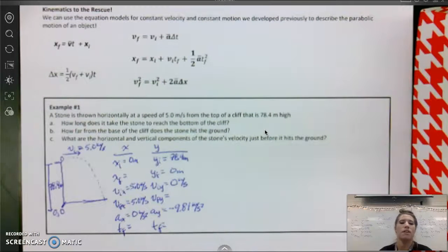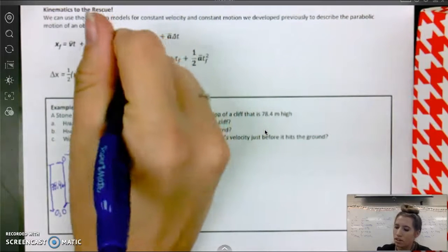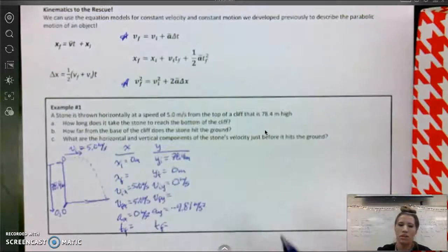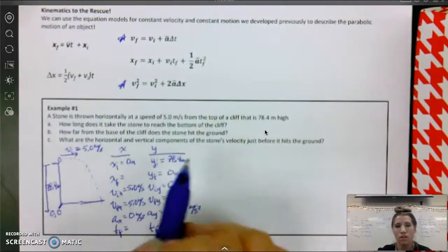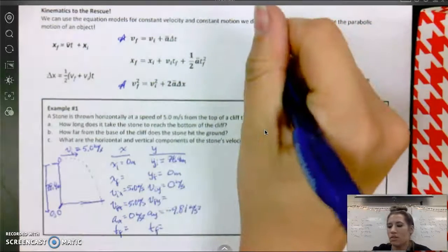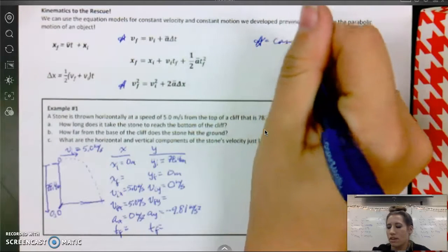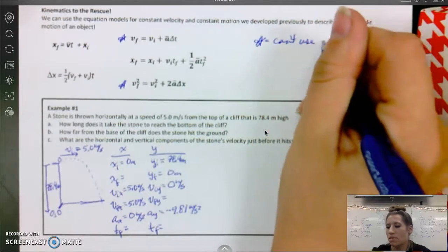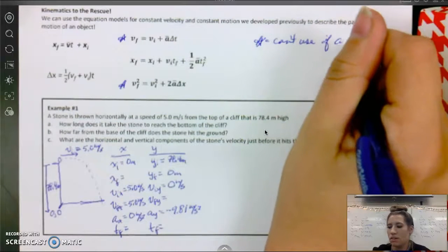Okay. So part A, we want to know how long does it take for the stone to reach the bottom of the cliff. Okay. We want to know the time final. Now, something that you should keep in mind, we have two equations here. It's this one and this one. So for those two, they do not work if the acceleration is equal to 0, okay? So star means that we can't use these equations if acceleration is 0.